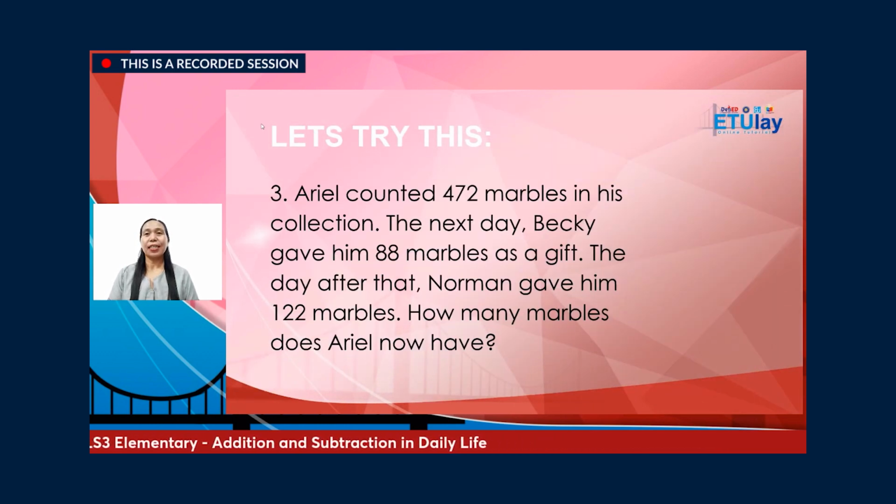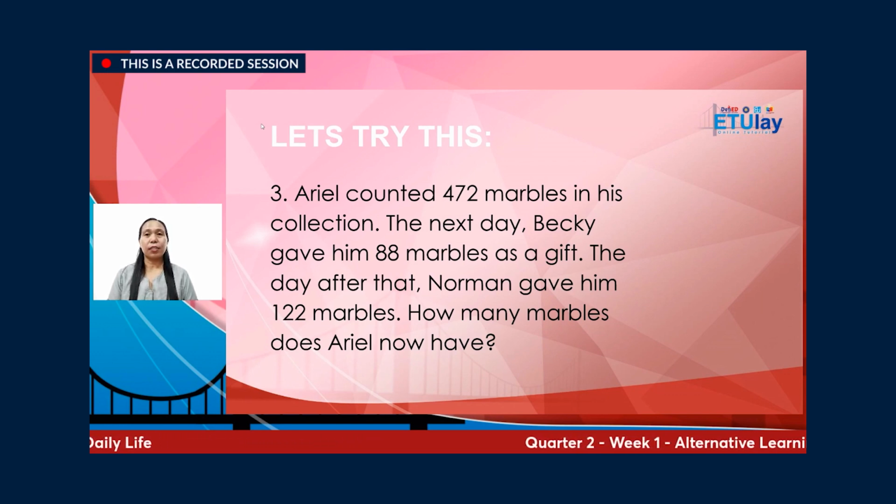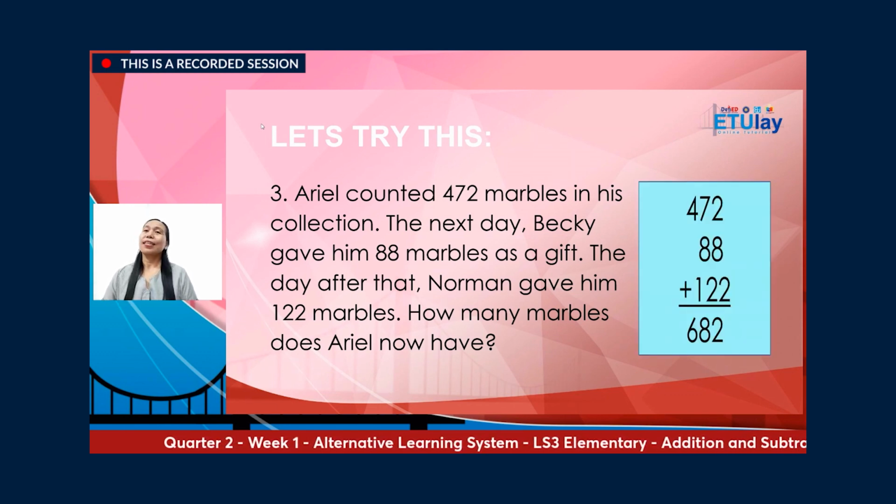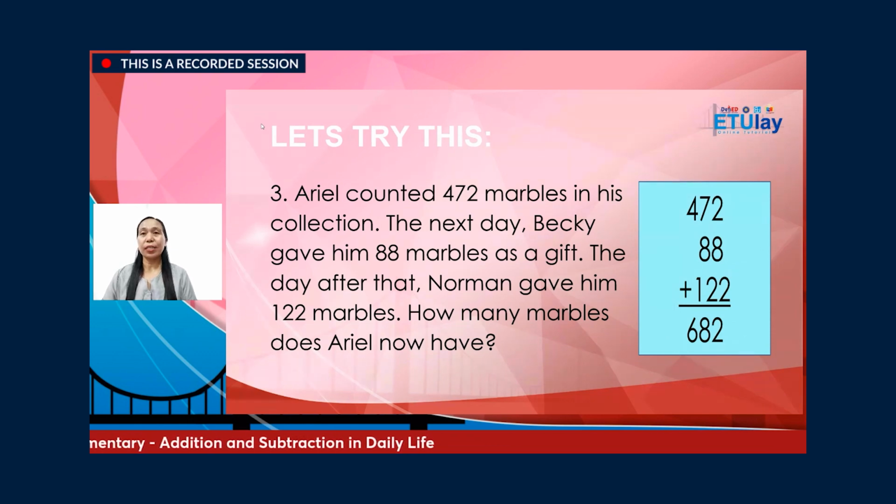Let's try number 3. Ariel counted 472 marbles in his collection. The next day, Becky gave him 88 marbles as a gift. The other day after that, Norman gave him 122 marbles. How many marbles does Ariel now have? You're done, learners? The answer is 472 plus 88 plus 122. It equals 682.